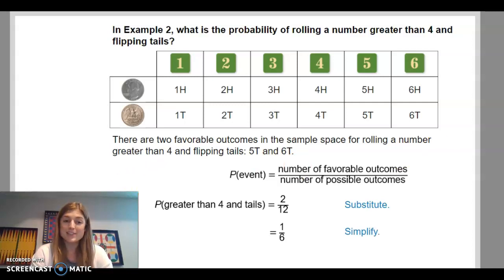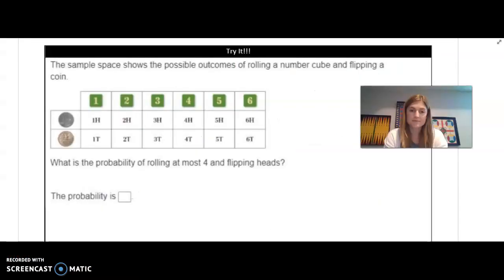So kind of tricky, but I think you've got this. We're going to do a try it, and then we are done. All right, here's your try it. It is the same sample space of rolling a number cube and flipping a coin. So the sample space shows the possible outcomes of rolling a number cube and flipping a coin. So from here, I want to know, what is the probability of rolling at most 4 and flipping heads? So go ahead, pause the video, and solve.